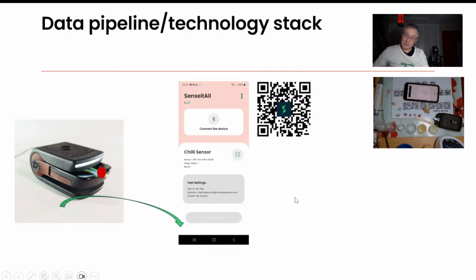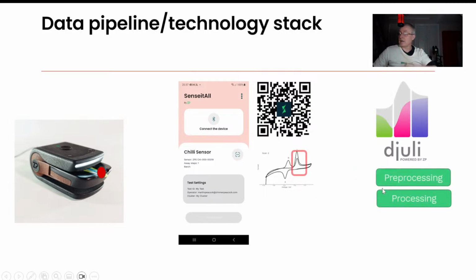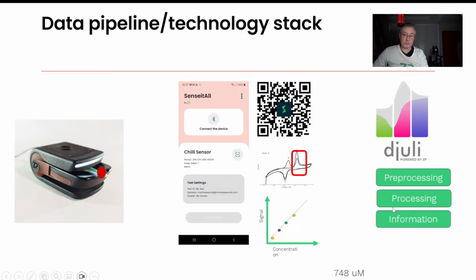The potentiostat will run. It will grab the raw data. It was so fast, but the raw data actually went to the cloud, and we processed the data in a cloud system called Djuli, where we found the peak height and returned the information in terms of concentration, because dairy people do not want my square wave voltammetry or my differential voltammetry. They don't want it.